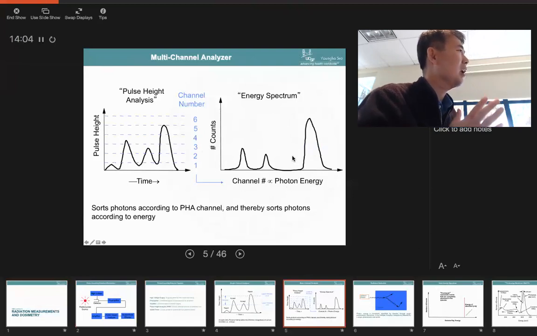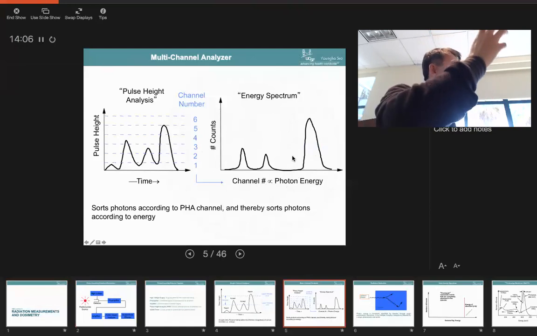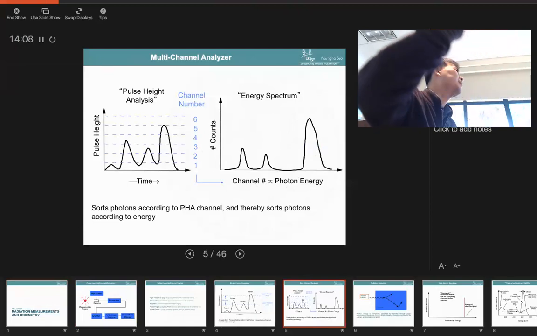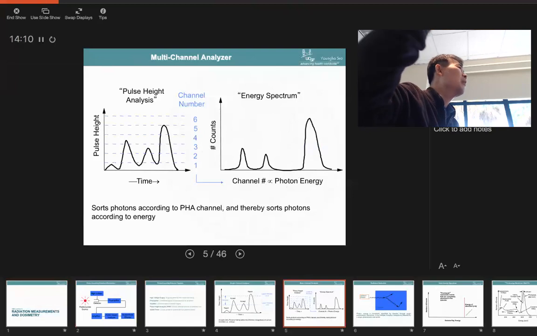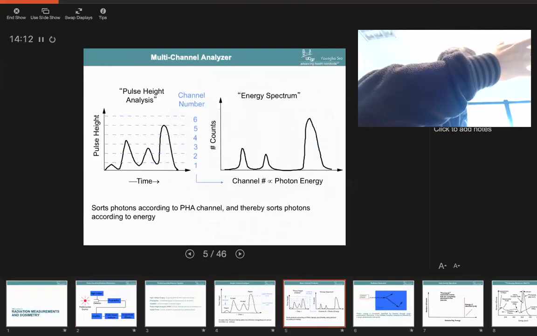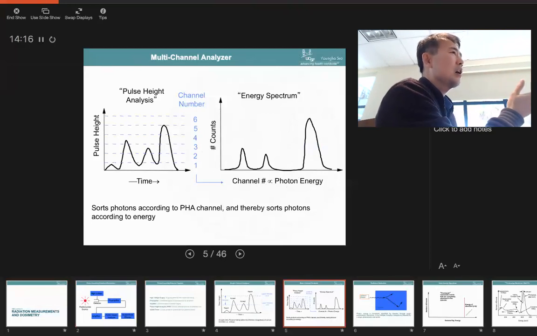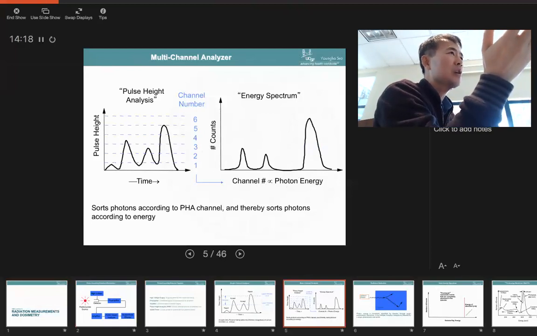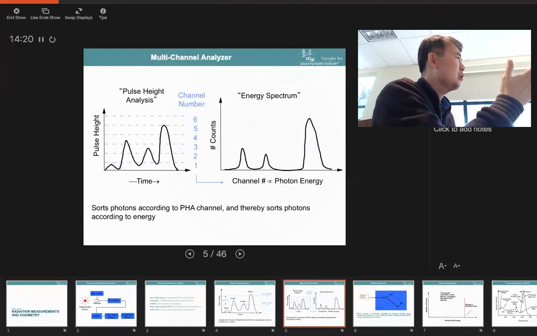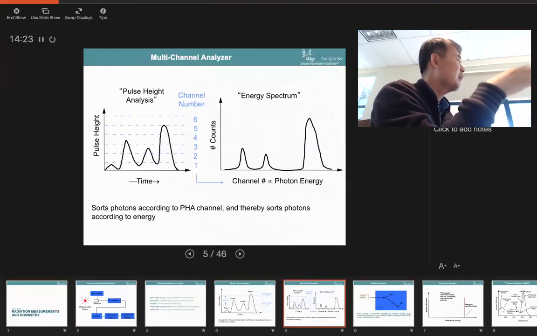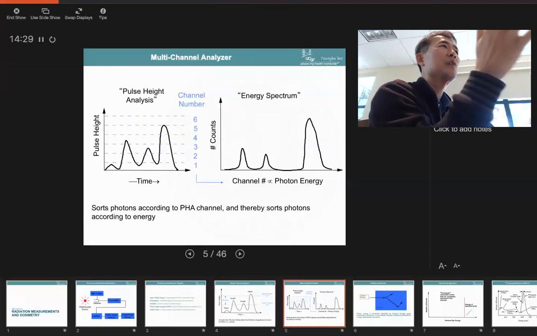You can make a scale. You can make this conversion from channel number to energy level by having multiple such measurements. You just have to have some low energy emitting radionuclide, some high energy emitting radionuclide, and some intermediate energy emitting radionuclide, do the measurements, find the peaks, and then you can derive the conversion equation between channel number and energy level.